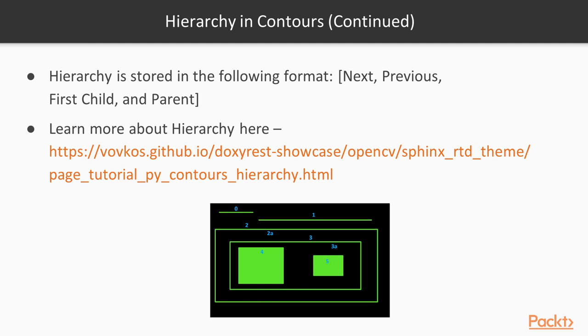So what is hierarchy exactly? Hierarchy is stored in the following format here: next, previous, first child, parent. This is a description of how hierarchies are stored from first to last. As I said, 0, 1, 2 are the first level hierarchies here. 2A is a child of 2. That's the innermost contour here, and it's a second level hierarchy. That means anything from contour 3 and below is a child of 2. And similarly, 4 and 5 are children of 3A, okay? So that's basically the hierarchy here.